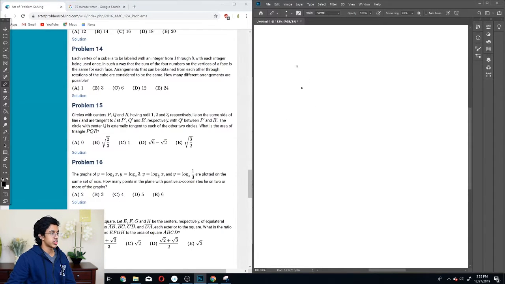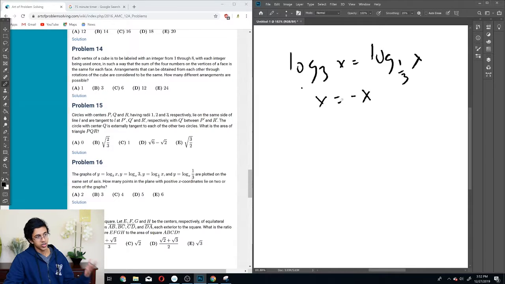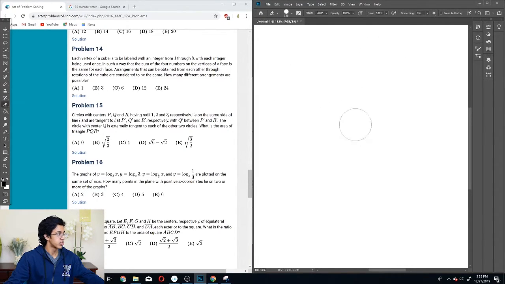So basically we can set these equal to each other. So log base 3 of x is equal to log base 1/3 of x, and then this you just do 3 to the whatever, and then you get that x is equal to negative x. So that's only true when x is equal to 0. So they do intersect. So these two intersect. Let's try another pair. So that's 1.